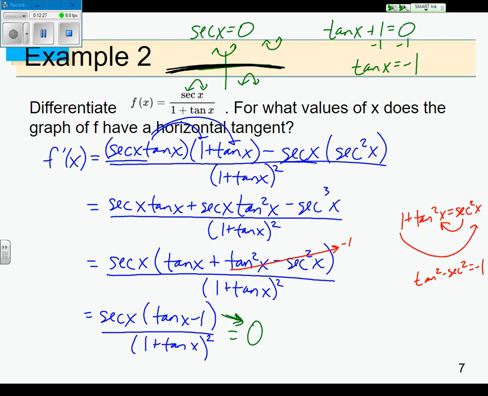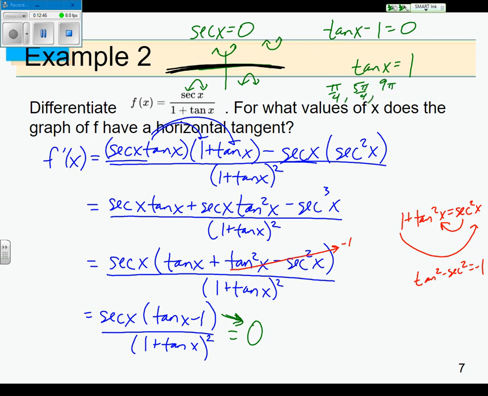I messed up somewhere, didn't I? Oh, here we go. I miswrote this. It's good to see me make mistakes. Minus 1. So it'd be where tangent x is equal to 1. Well, on the unit circle, tangent x equals 1 at pi over 4, 5 pi over 4.